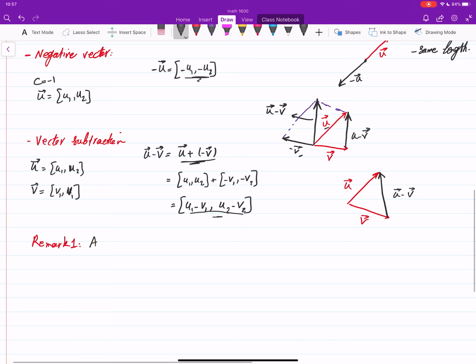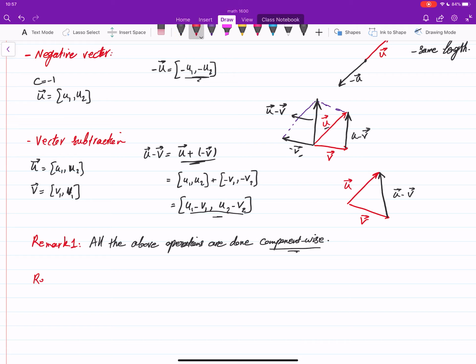So all the above operations are done component wise. Adding, you add the corresponding components. Subtracting, you subtract corresponding components. Scalar multiplication, you multiply c to all the components. And that is a very key point for us, because that is how we generalize these operations for higher dimension in the next video.